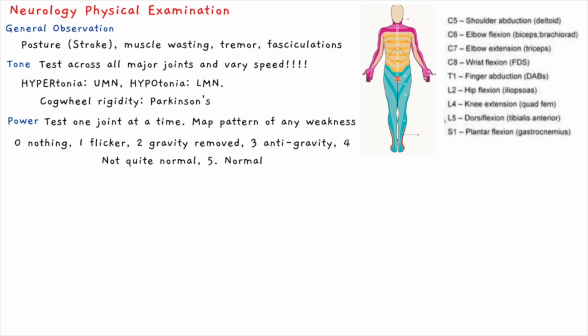The next point is power, and you want to test across all myotomes, and I outlined them in that picture. You want to test one joint at a time and map the pattern of any weakness, because this will help you for your pattern recognition in determining the location of the lesion.